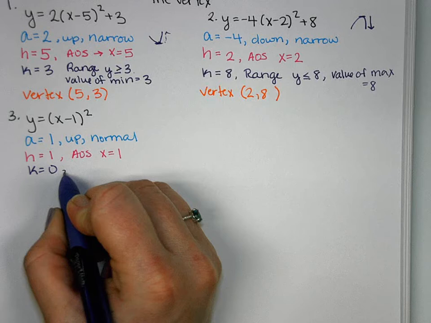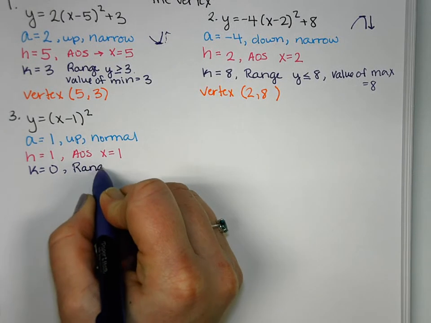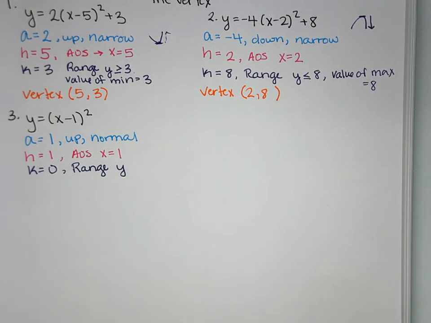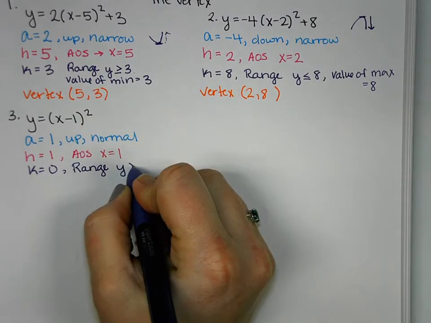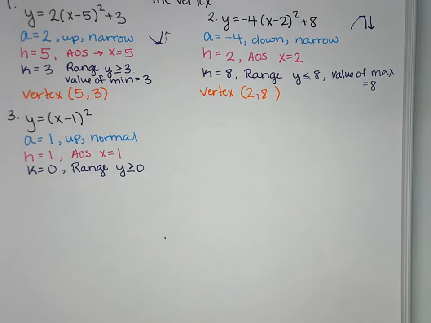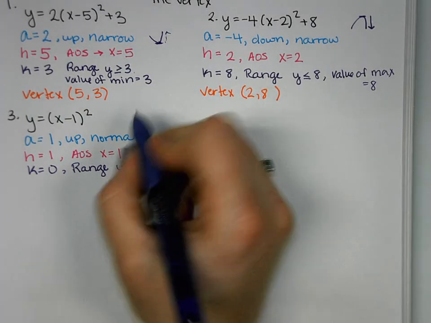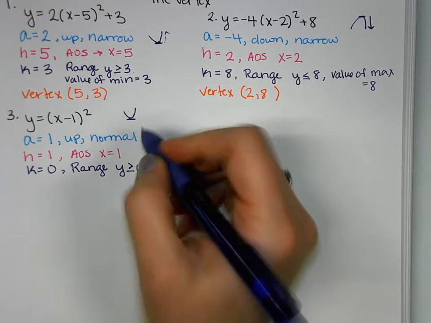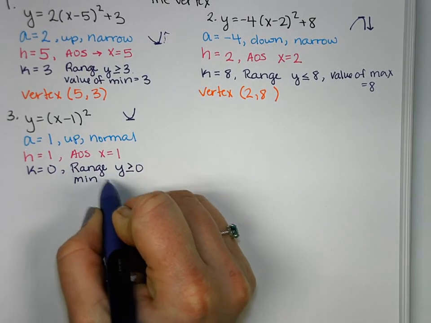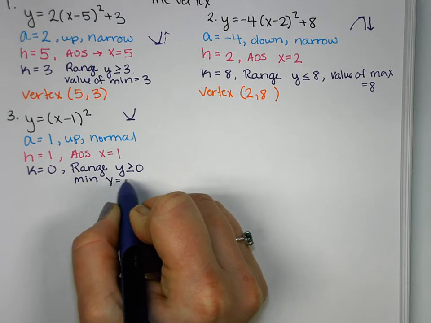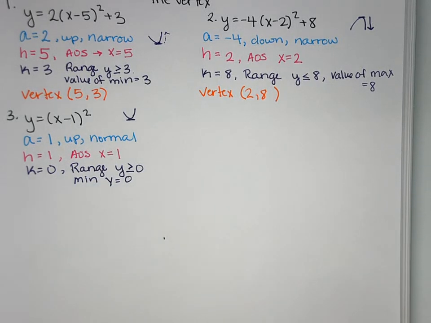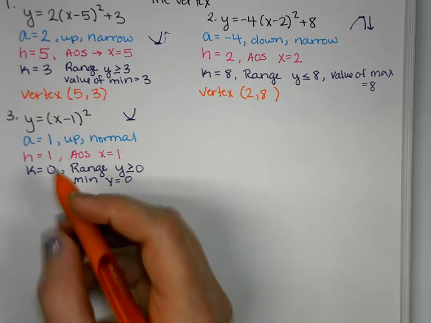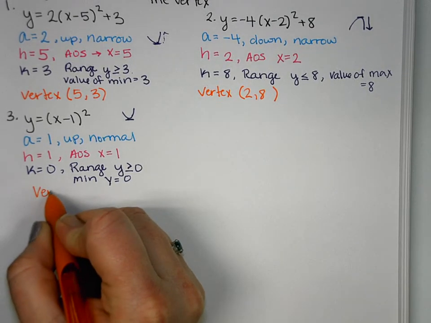So that means for our range, are we going up or down? So we're going to be greater than 0. And again, the value of the maximum or minimum, in this case, if we're going up, are we going to have a low point or a high point? Low, so this is going to be a minimum at y equals 0. And then lastly, what's the vertex? 1, 0.